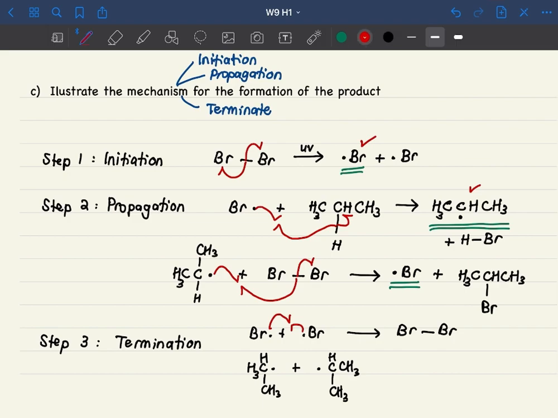By showing the curly arrow, you show the mechanism. Without the curly arrow, it is not a mechanism. So we're going to get a new bond between C and C. You must show the bonding. So we have CH3, CH3.